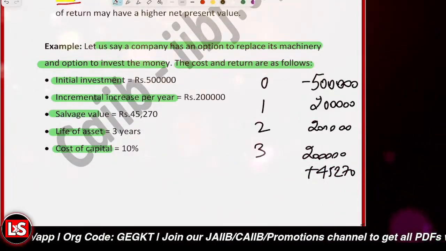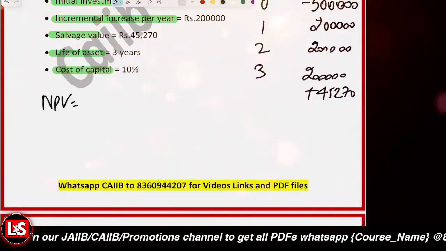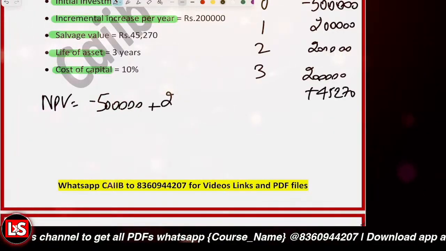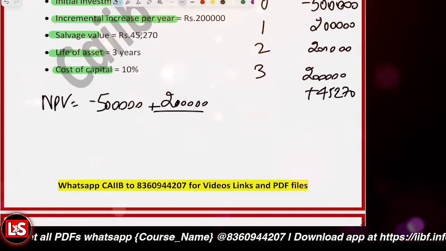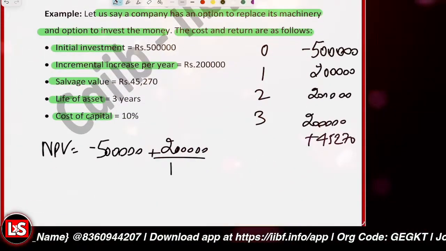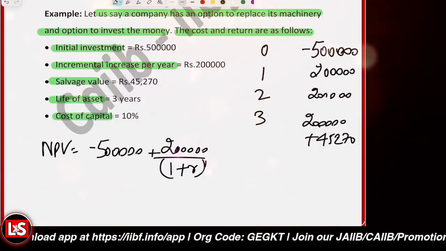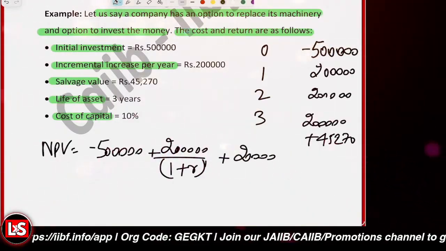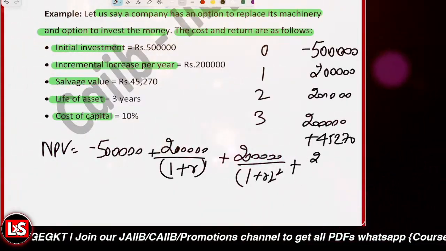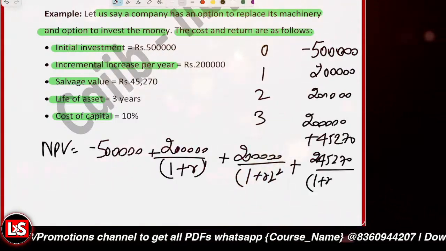So what is the NPV formula? NPV is calculated like minus 5 lakh, that is for the first year. For the second year, 2 lakh divided by the particular percentage. But here we are not given the percentage, so we are writing it as 1 plus R raised to power 1, plus 2 lakh divided by 1 plus R raised to power 2, plus 2,45,270 divided by 1 plus R raised to power 3.